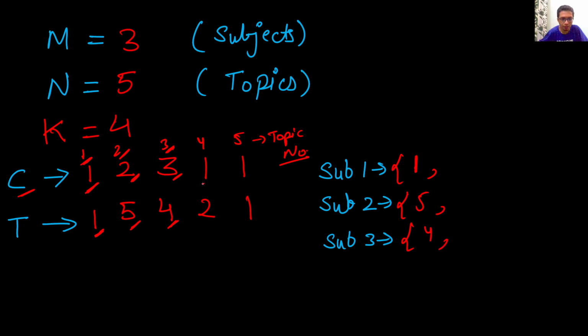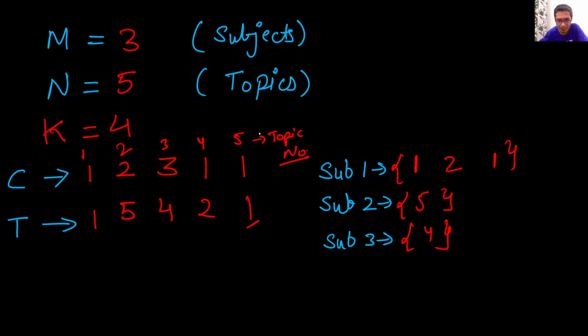Then we have 1 for topic number 4, and this takes 2 hours. So I'll write 2 over here, right? And after this, we have 5, which also belongs to subject number 1, and it takes 1 hour. So I'll write 1 over here. So that completes these 3 arrays.